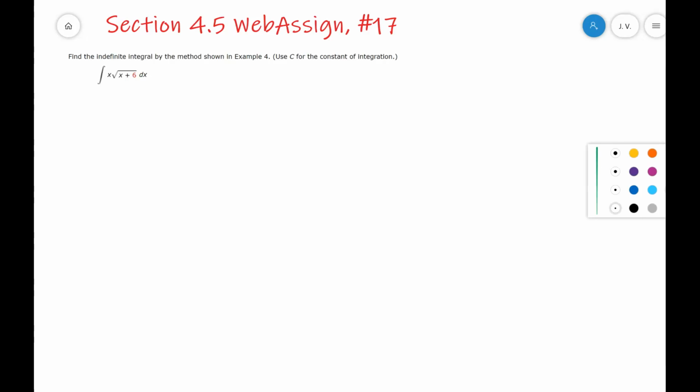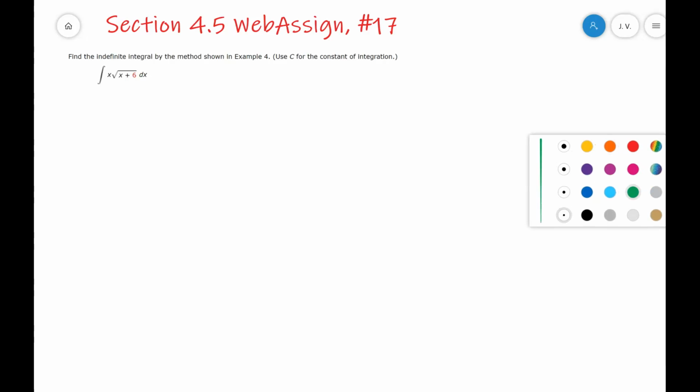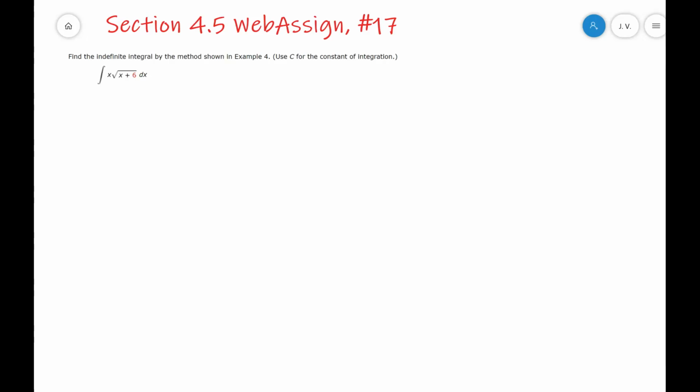All right, folks, let's take a look at WebAssign number 17. It says find the indefinite integral by the method shown in example 4. I have no idea what the method shown in example 4 is. However, I do know this is a lot like the 4 pepper problems that we looked at in section 4.5 in the notes.